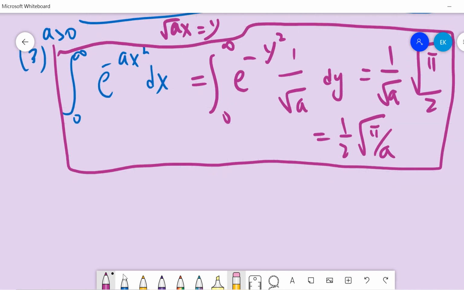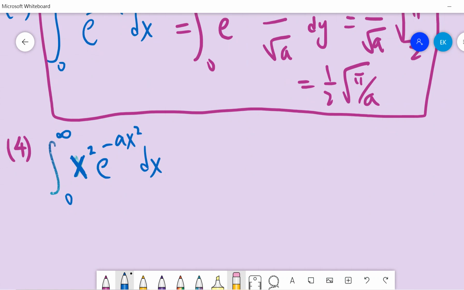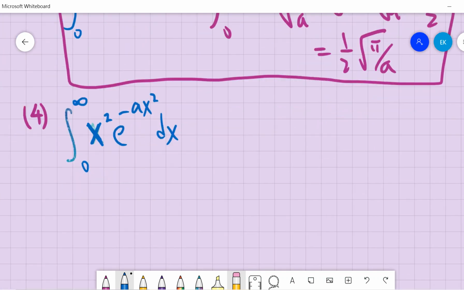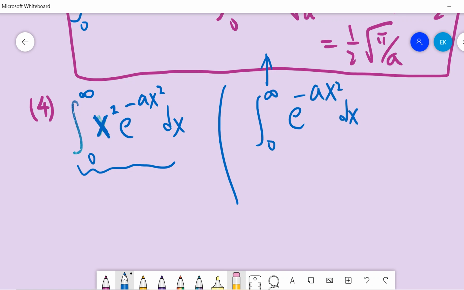And the next, some people will see a more general problem, where maybe there's x squared here: x squared times exponential minus a x squared dx. How to do this? Basically, this is somewhat technical, but from here we have the integral from 0 to infinity of exponential minus a x squared dx equals √π over 2√a.